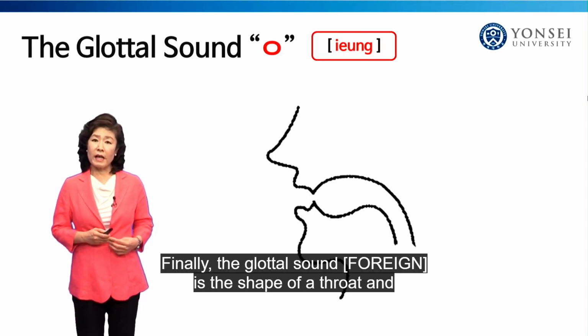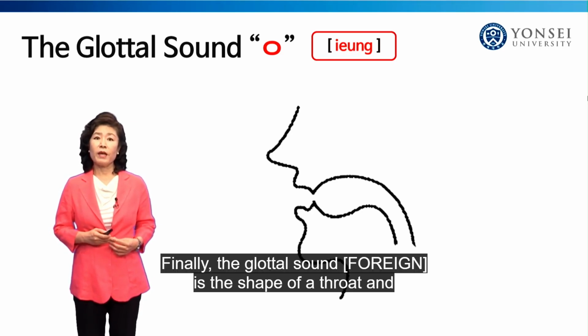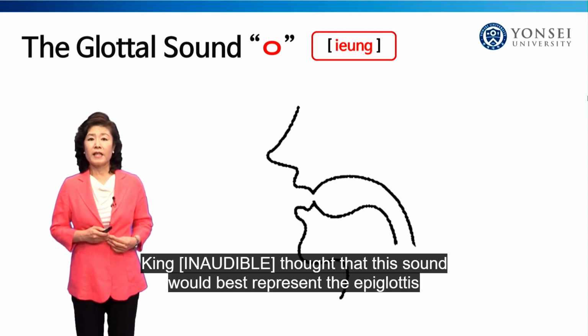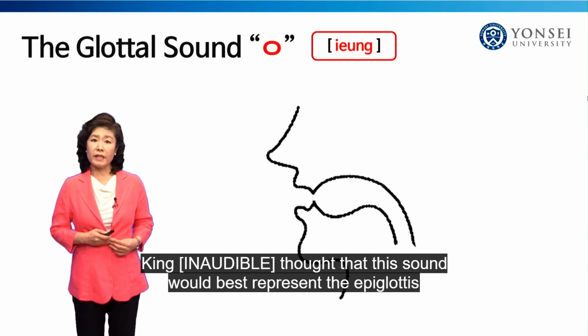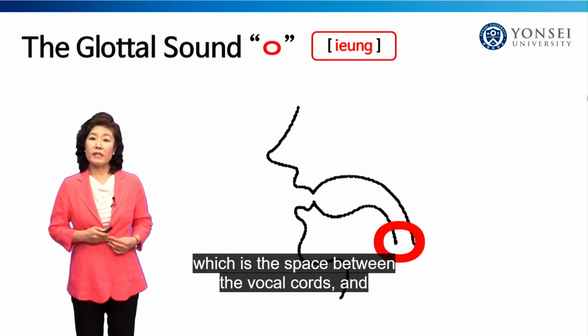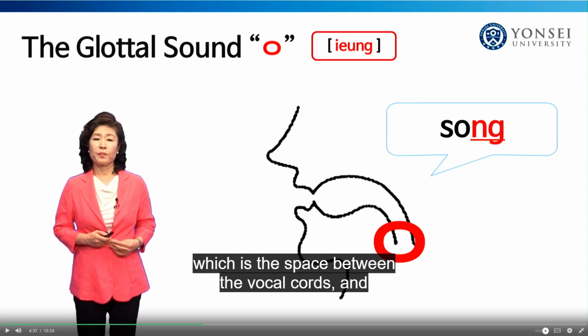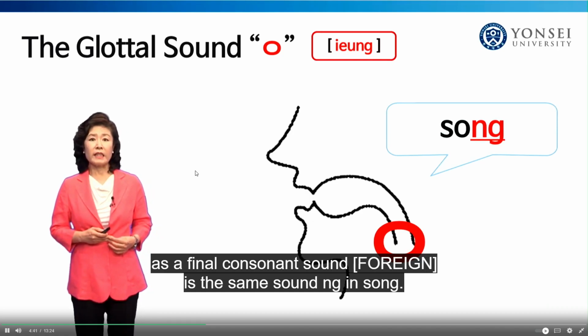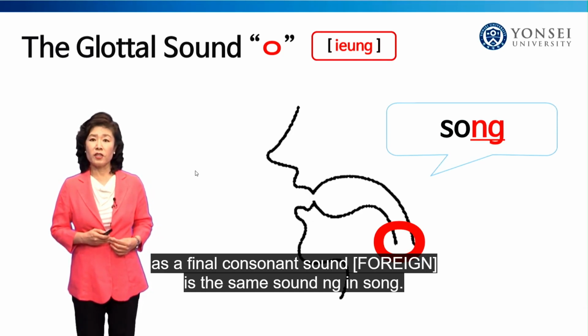Finally, the glottal sound iung is the shape of a throat, and King Sejong thought that this sound would best represent the glottis, which is the space between the vocal cords. And as a final consonant sound, iung is the same sound ng in song.